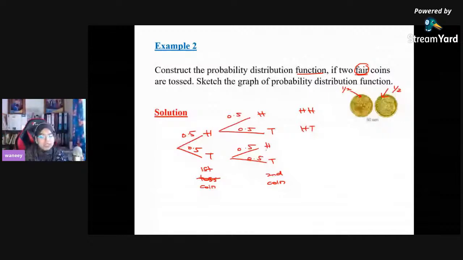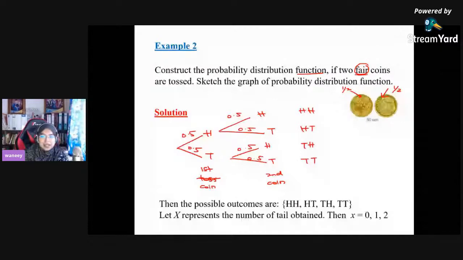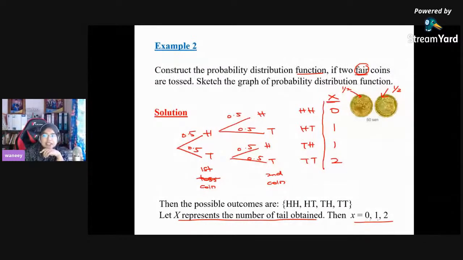So let's say X represents the number of tails. So X is the number of tails. So H, H, I don't see any tail, so this is for X equal to 0. And then H, tail, that means this is for X equal to 1. T, H, I have one tail, so this is X equal to 1. Tail, tail, that means I have two tails, so X equal to 2. Therefore, X is either equal to 0, 1, or 2.